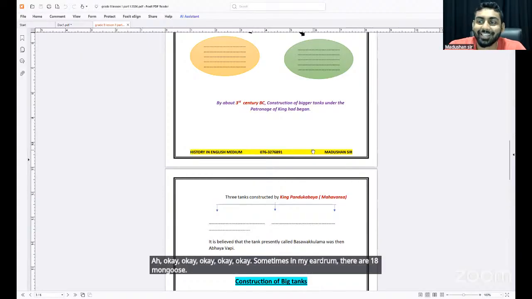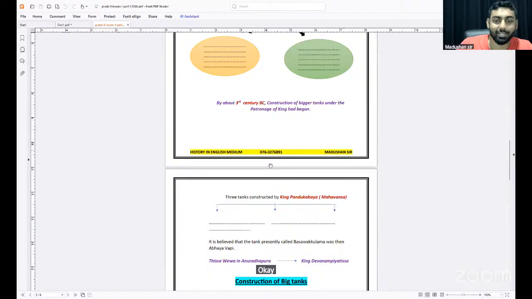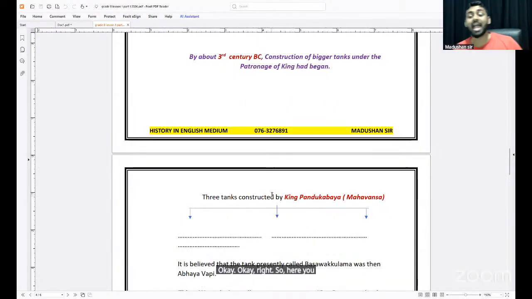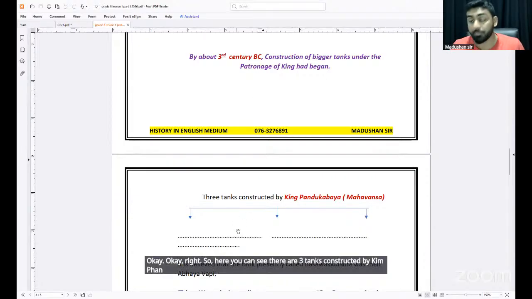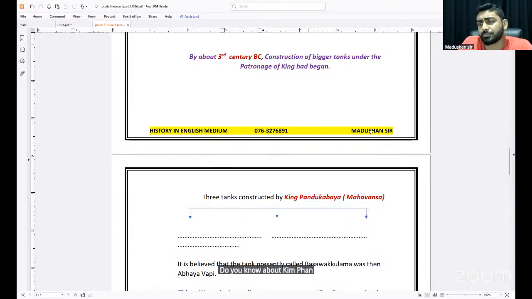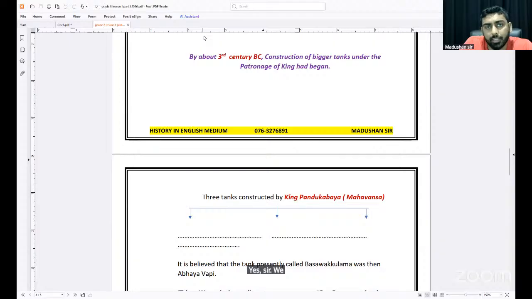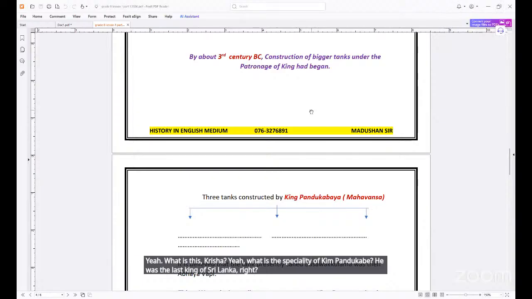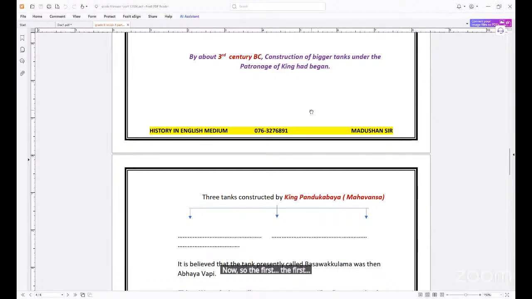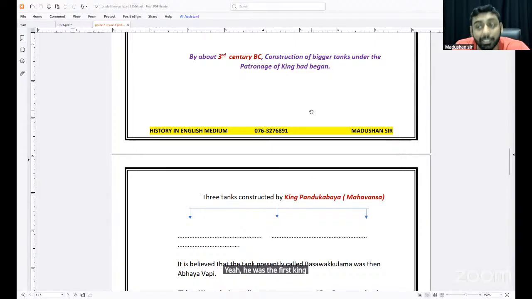Okay, right. So here you can see there are 3 tanks constructed by King Pandukabhaya for the first time. Do you know about King Pandukabhaya? Yes, sir. We learned in grade 6. What is the speciality of King Pandukabhaya? He was the last king of Sri Lanka, right? Also the first. Yeah, he was the first king of Anuradhapura kingdom. Right? He was the first king of Anuradhapura kingdom.